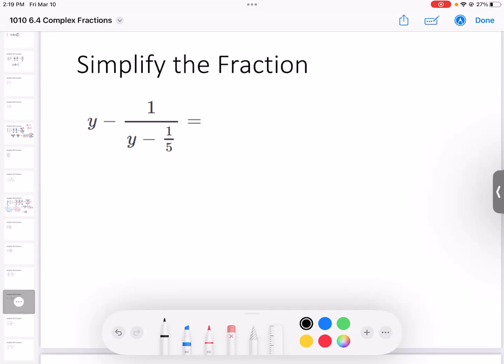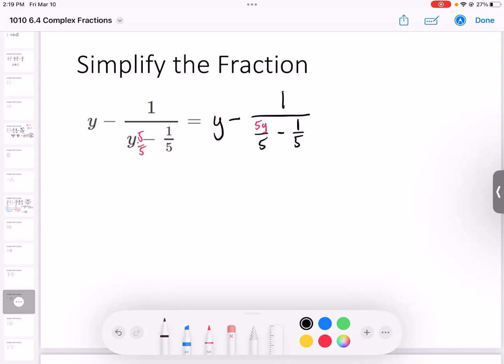Perfect. So I'm going to write out my whole expression still because I don't want to forget about this y minus thing. But I'm not going to do anything with it right now. So I'm going to do y minus 1 over, and then you said find a common denominator with the 1/5. What would that common denominator be? Yep, just a 5. So the 1/5 already has a denominator of 5. To make y have a denominator of 5, you would multiply by 5 over 5, which would give you 5y.